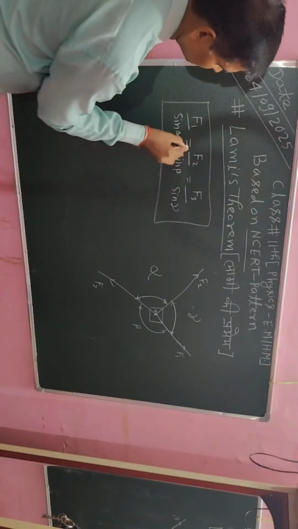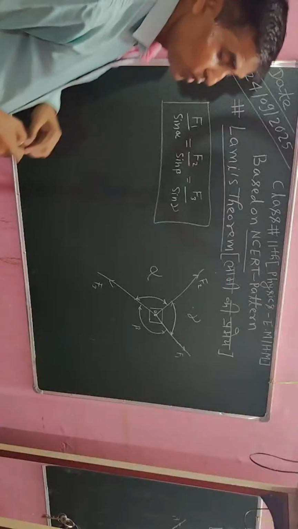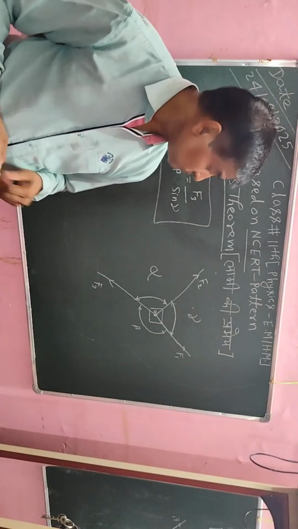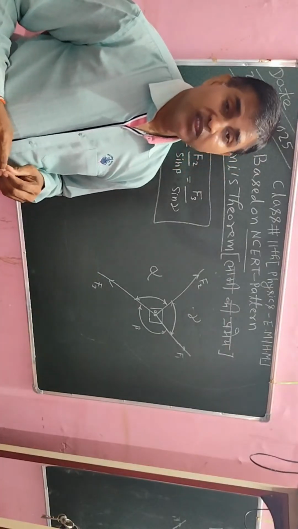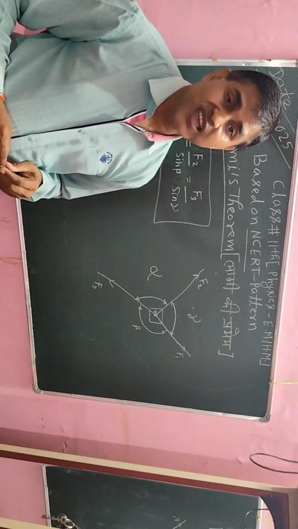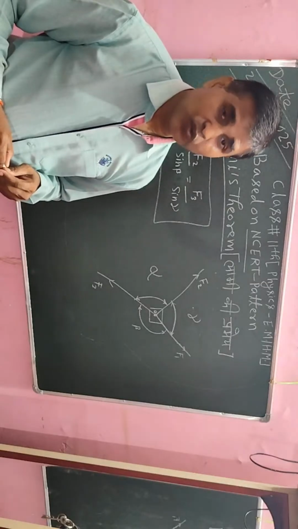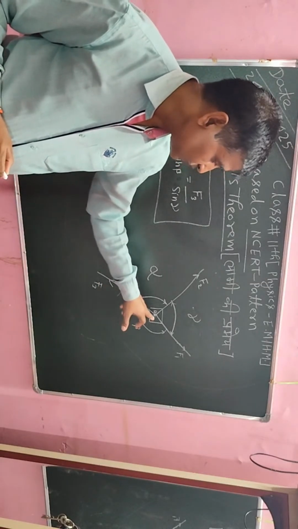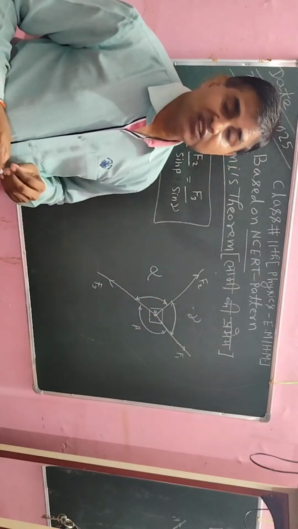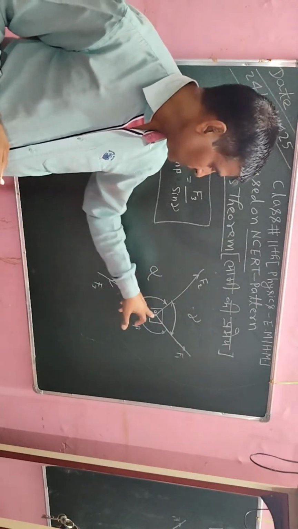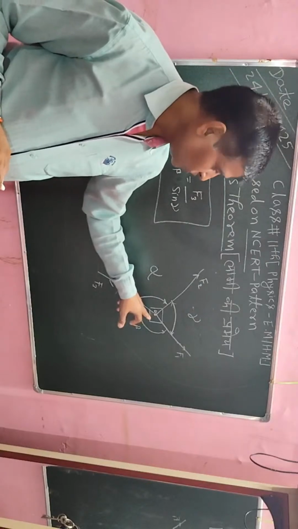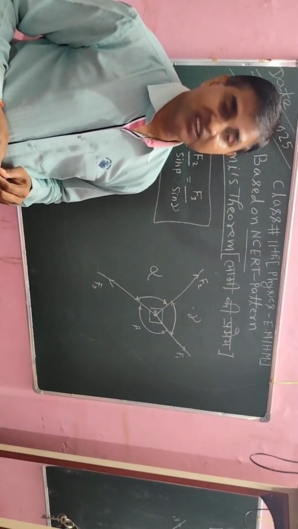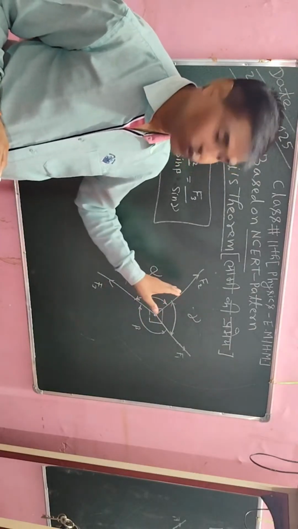So this is the concept of Lami's theorem. I will say its concept is like this: if more than two forces are acting on a particular object, a particular body, and all the forces are going outside from that point of the object, then each force creates a corresponding angle.